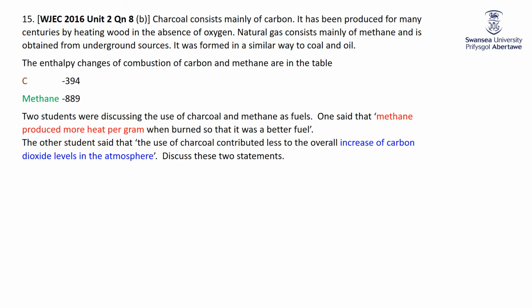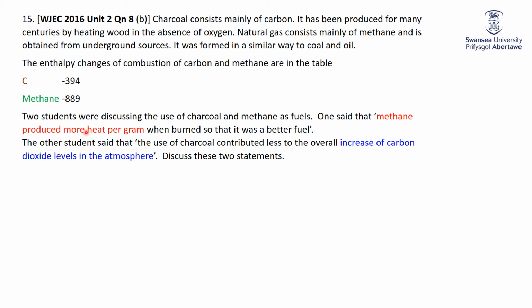Same kind of question, but with some added in concepts here. Charcoal is carbon, produced for many years by heating wood. Natural gas is methane, obtained from underground sources, forms similarly to coal and oil. Here are the enthalpy changes of combustion. Again, it is implied kilojoules per mole because these are the enthalpy changes of combustion by definition.